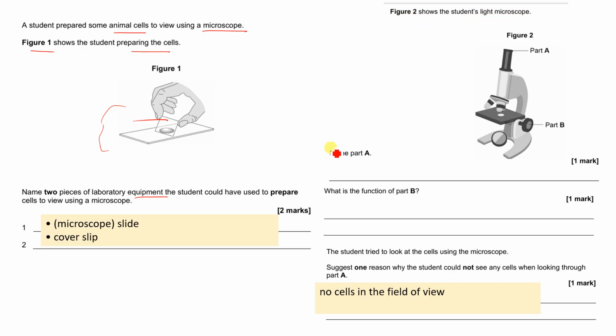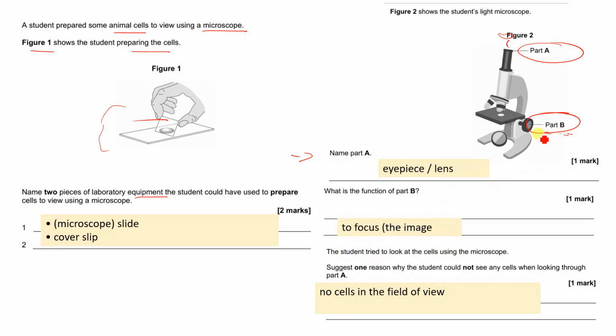Now, this figure shows a light microscope. State part A, and the function of part B. Part A is the eyepiece, from here you look in. Part B is to focus the image. Then the student tried to look at the cell using the microscope. Suggest one reason why the student could not see any cell when looking through part A. It is because there is no cell in the field of view. The slide possibly was not focused properly, or the slide was not in the correct position. So that's it.